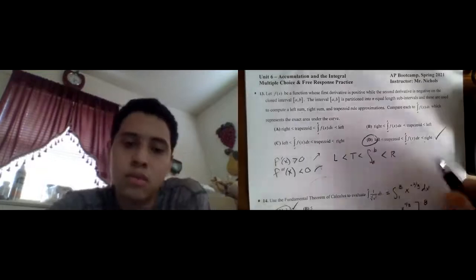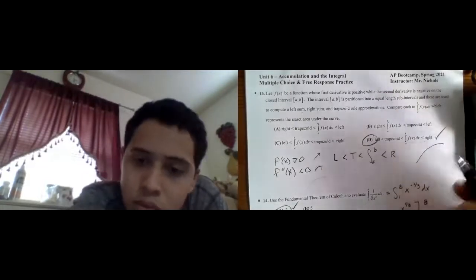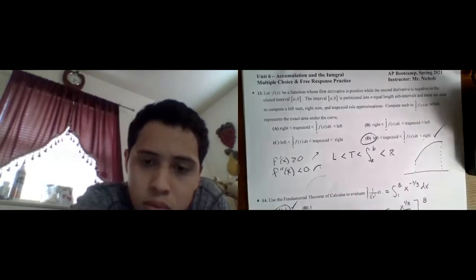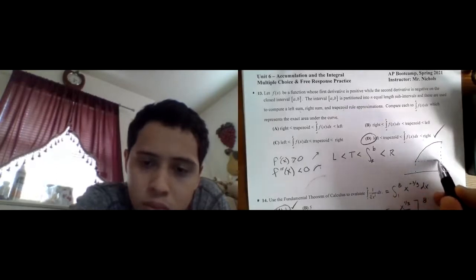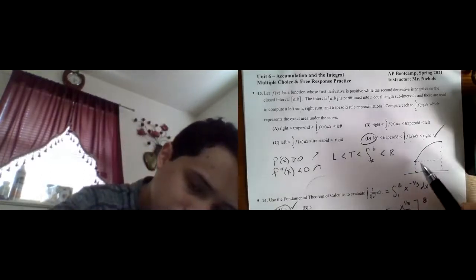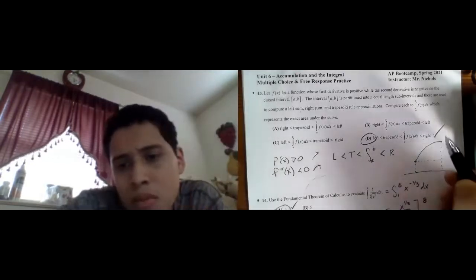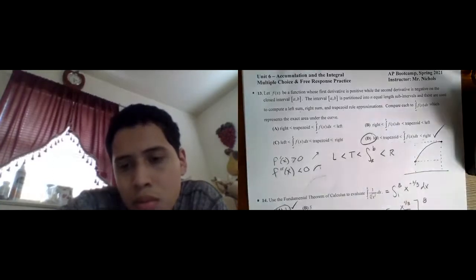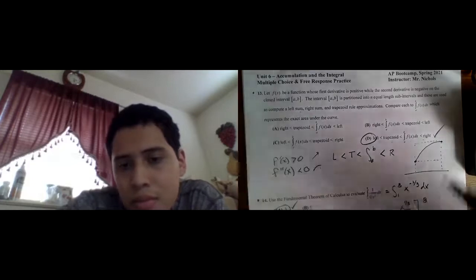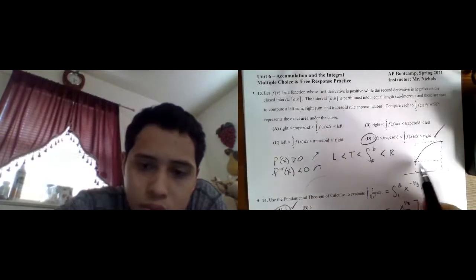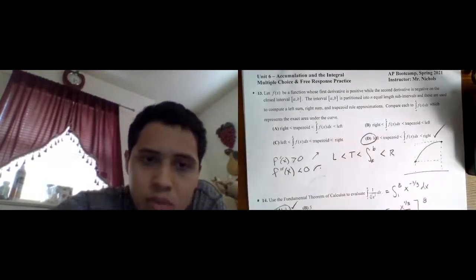Well, what that tells us, and let me draw a bigger version of that curve, is that any left-hand sum, that left hand, the sampled x value there on the left, is going to be an under approximation because the function's increasing. And it means any right-hand approximation is going to be an over approximation. Because f prime is greater than 0, f is increasing, which means the left-hand rectangle is always below and the right-hand rectangle is always going to be above.